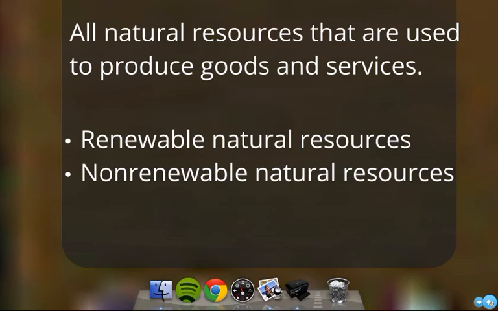However, there are lots of non-renewable natural resources we use in the United States in our economy as well. The most probably widespread that we use is oil. Oil is a non-renewable natural resource.